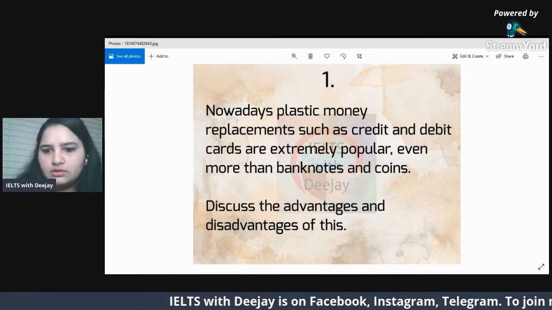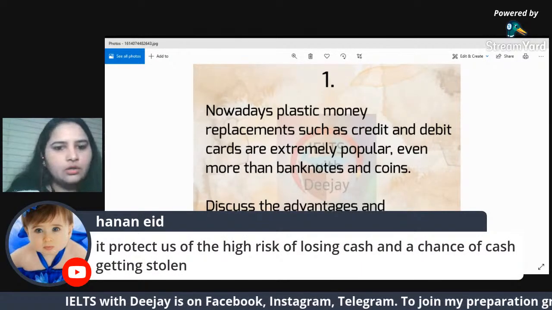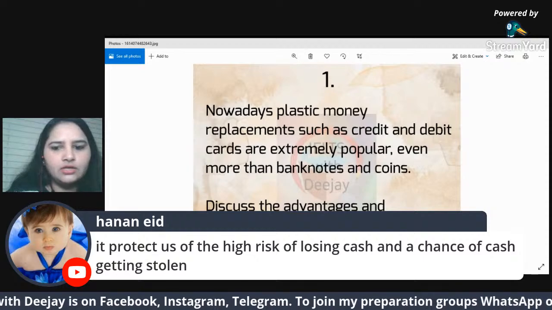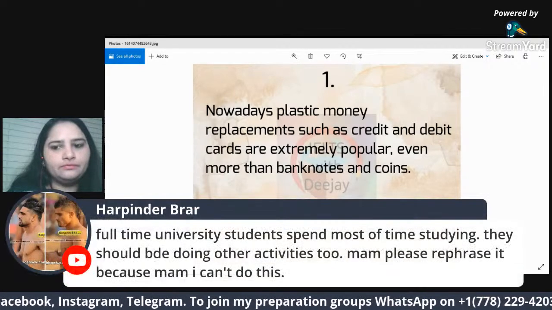Okay, it protects us from the high risk of losing cash and a chance of cash getting stolen. Very good.